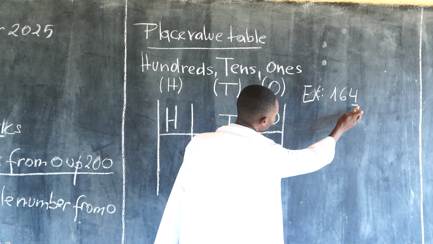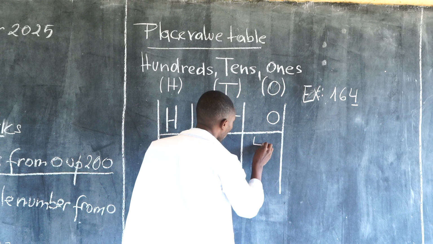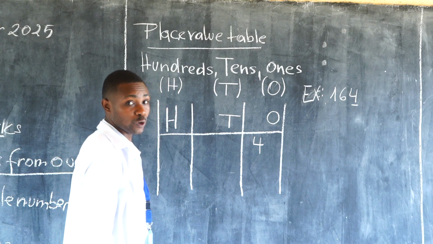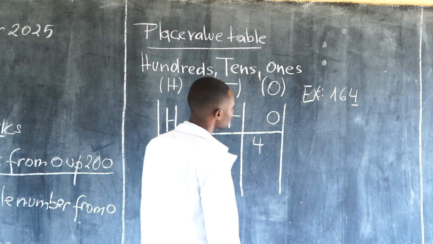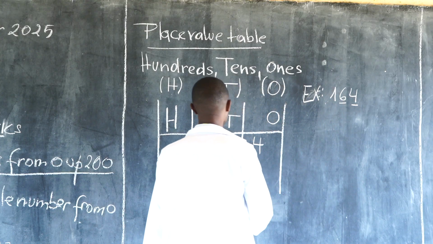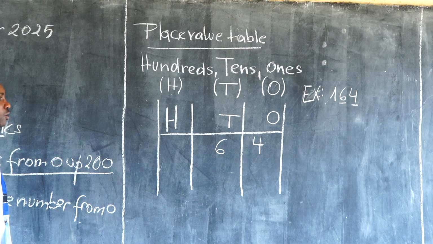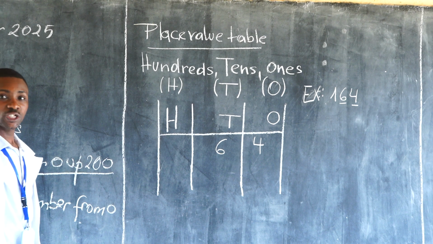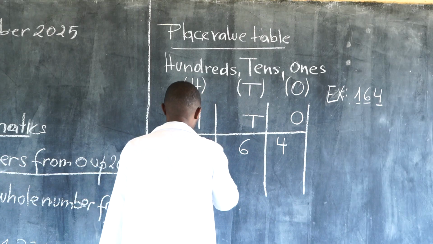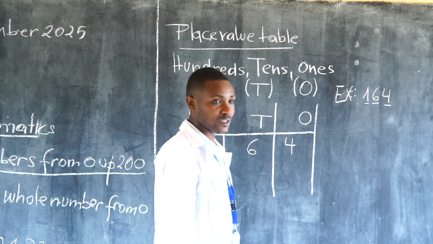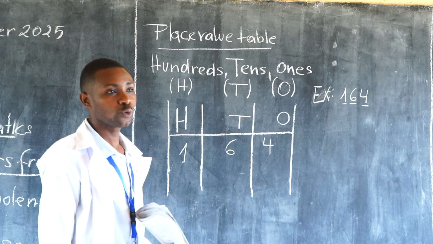Now in this number, the digit which represents ones is 4. Now after 4, there is another number which represents tens. The number which represents tens is 6. Now 6 is going to be here. Now after 6, we are going to see the number which represents hundreds. Now this one represents hundreds. Now we have finished putting our number in the place value table.